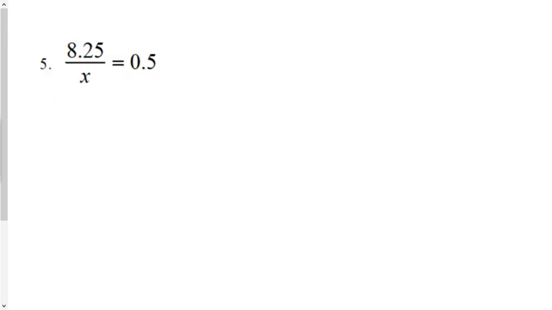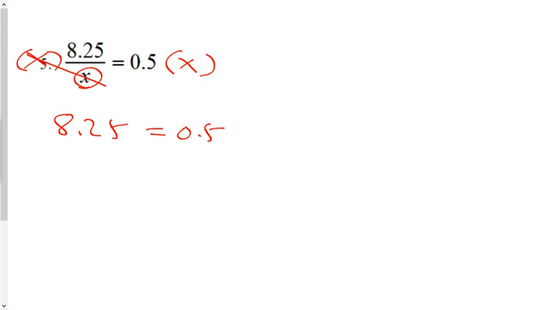Next question is a tricky question. It will appear in your test, so pay attention. If your variable is in the denominator, we've said before, it's actually a two-step question, even though it looks like a one-step question. Step 1 is to multiply both sides by x to create an equation where 0.5 is your coefficient.